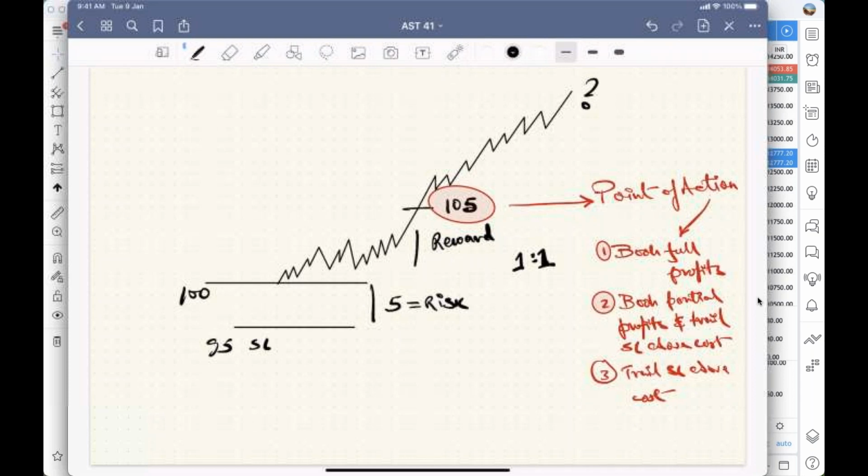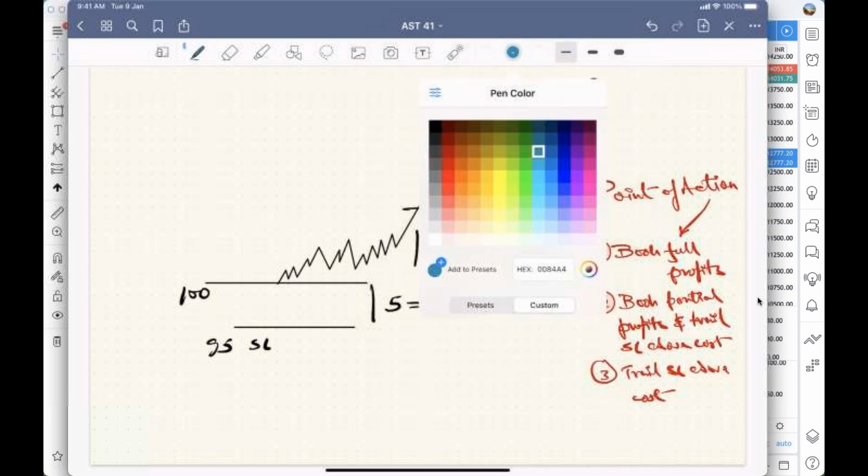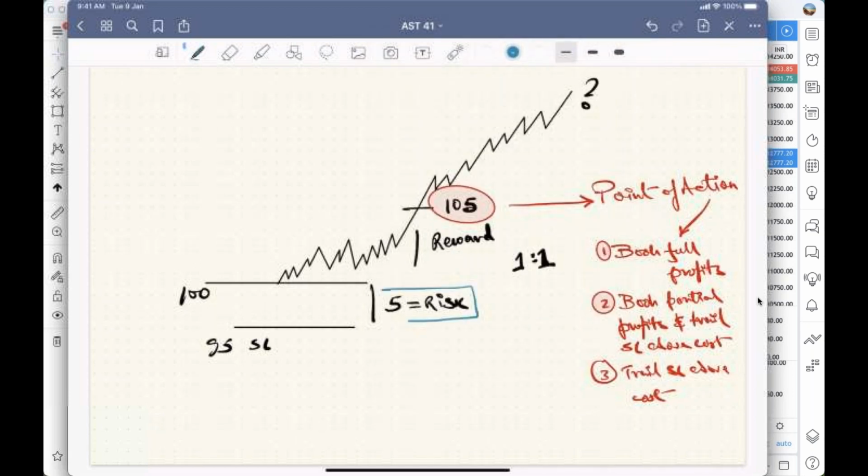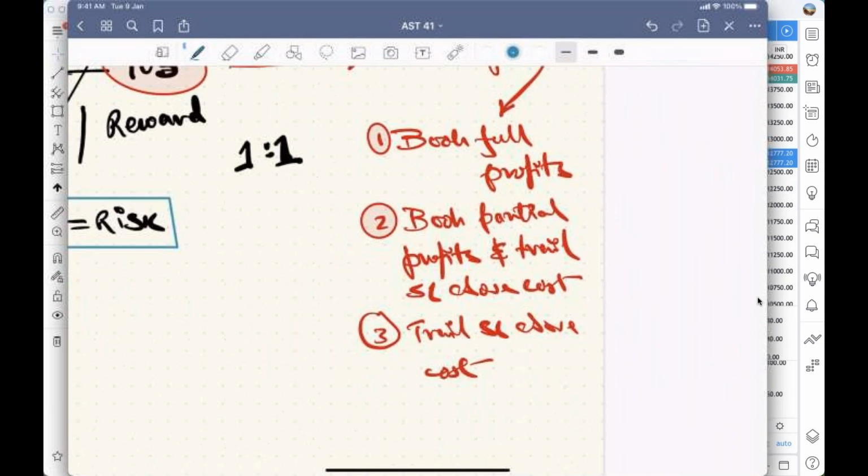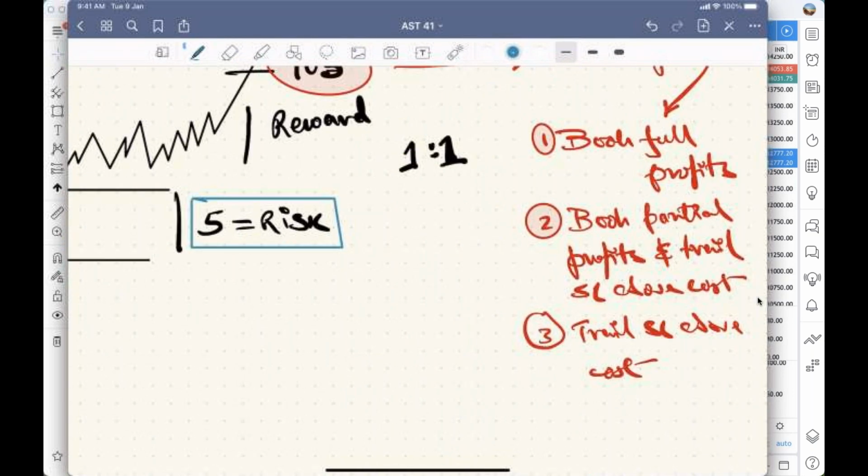On the other hand, let's use the slab. Let's use the 5 points, the initial risk which I took. So let's put 105, let's put 110, let's put 115. So every movement of 5 points, I'll take some action. Now, there is no hard and fast rule that you have to do any one of them all the time. It depends on your performance.